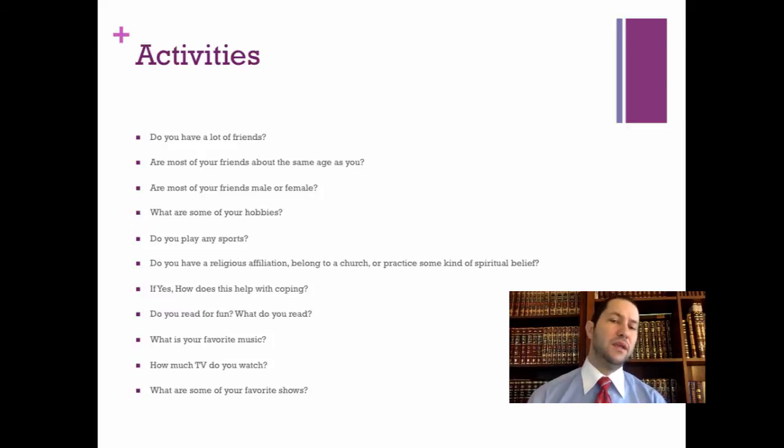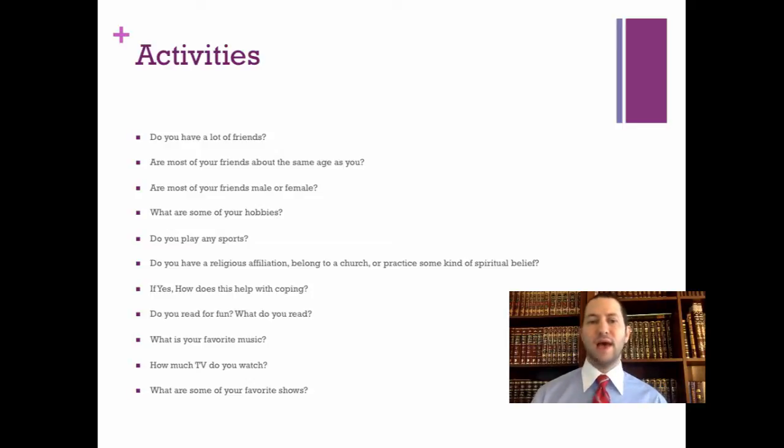Hobbies. I love asking a question about hobbies because then if we need to talk about something in therapy, or I can bring something in to build rapport, hobbies are useful. When a person's really depressed, hobbies are useful to encourage them, right? Do you play any sports? Do you have a religious affiliation? If you do have a religious affiliation, does it help you with coping, right? Religious coping buffers against mental illness.